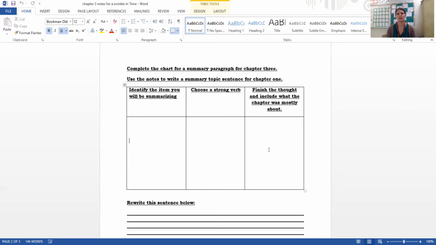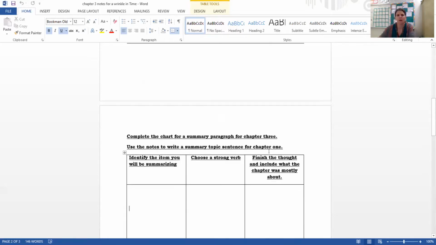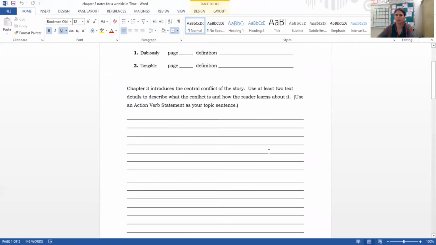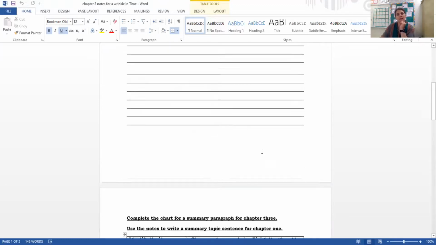Overall, what would you say the chapter is about? I don't want every single one of those details in the topic sentence. Overall, what is the chapter about? I want to go back for a second. So up here, you had answered how the central conflict was introduced. Could you use something like that in your topic sentence? I'm going to leave that up to you.